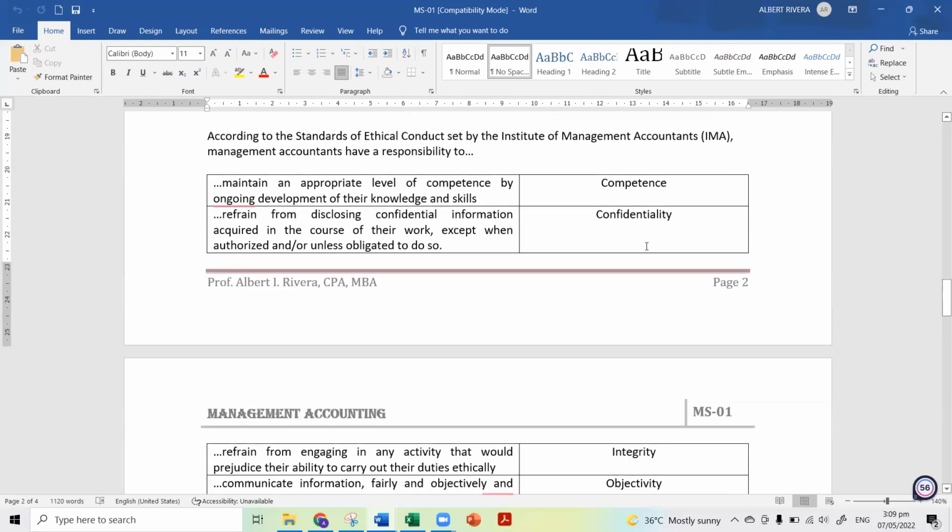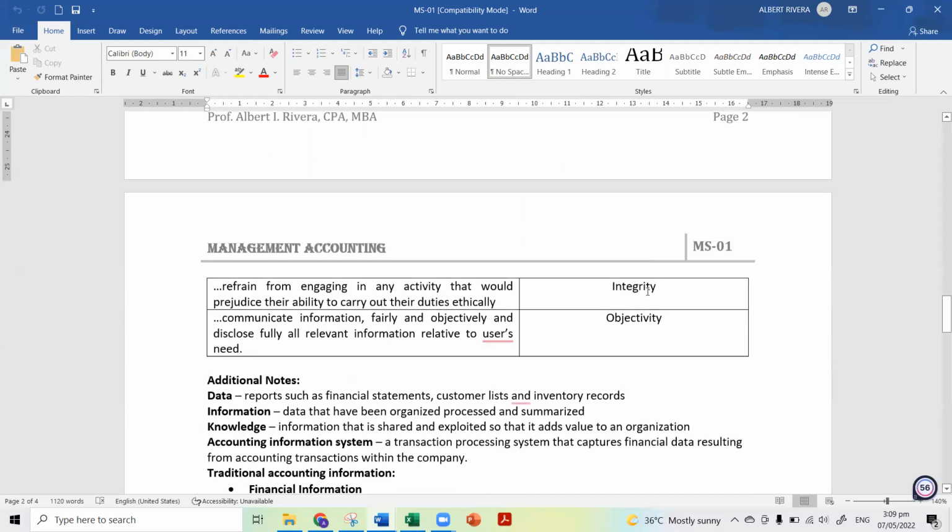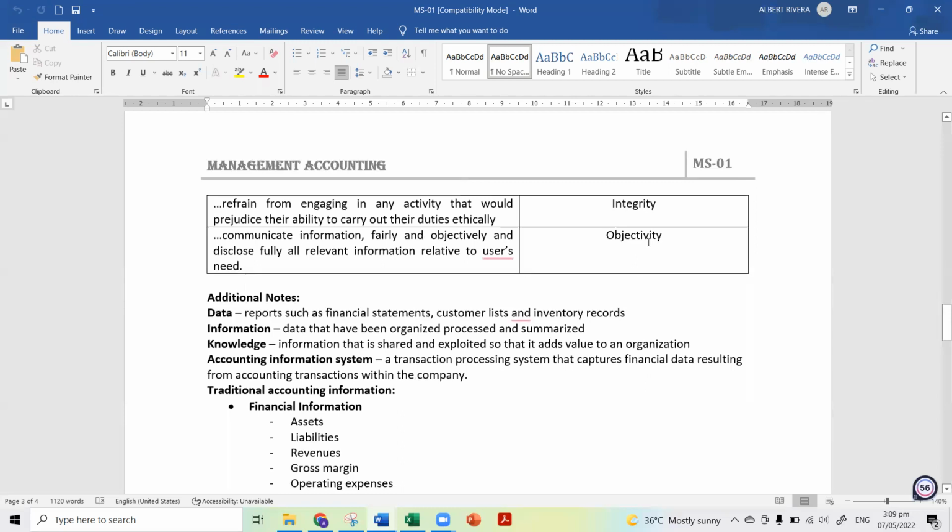Then confidentiality: refrain from disclosing confidential information acquired in the course of their work except when authorized and or unless obligated to do so. Kaya nga binibigyan ka dyan ng tinatawag na non-disclosure agreement, pinapapirma ka dyan. Lalo na for those information na medyo critical or confidential. Okay? Then, integrity. You must refrain from engaging in any activity that would prejudice their ability to carry out their duties ethically. Self-explanatory, no? And objectivity, para din sa mga CPAs din, objective. Communicate information fairly and objectively and disclose fully all relevant information relative to users' needs.